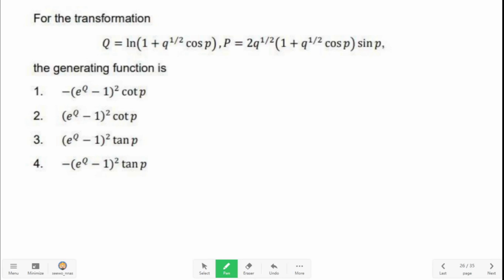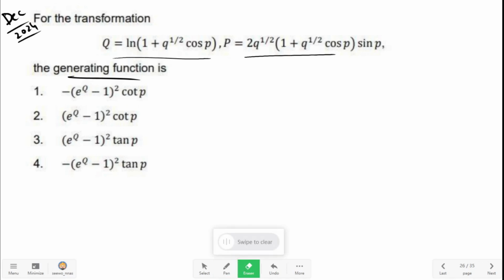In this session, let us focus on a question from CSIR NET December 2024. Here we are given canonical transformation relations. We have to identify the generating function. So in these types of problems, where we are given canonical transformation relations and we have to find the generating function, what we do is first we determine the type of generating function.